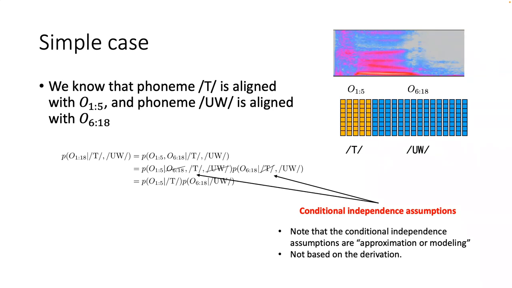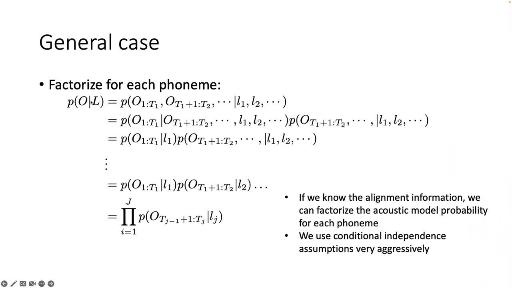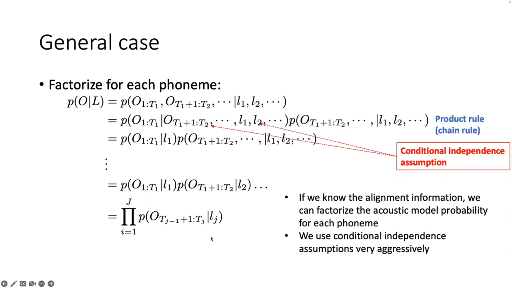because we put the conditional independence assumption in many places to make the problem tractable. So anyway, in the general case, we can factorize O given L, the observation sequence given the phoneme sequence, into each phoneme and the corresponding observation, if we know the alignment information. And again, this can be estimated later. To solve this kind of equation, we use the chain rule and the conditional independence assumption and so on.